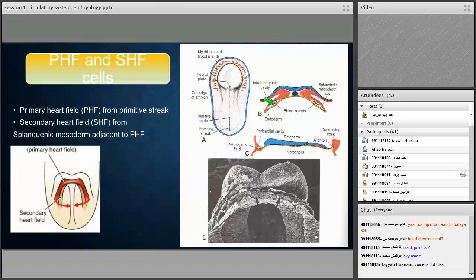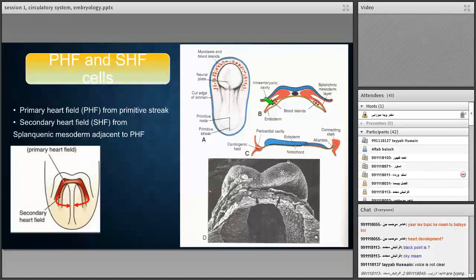These islands are connecting to each other, and at last they are forming a horseshoe-shaped tube. I will show you the tube. A horseshoe-shaped tube. The inside layer of this tube is the endothelium, which is surrounded by the myoblast.